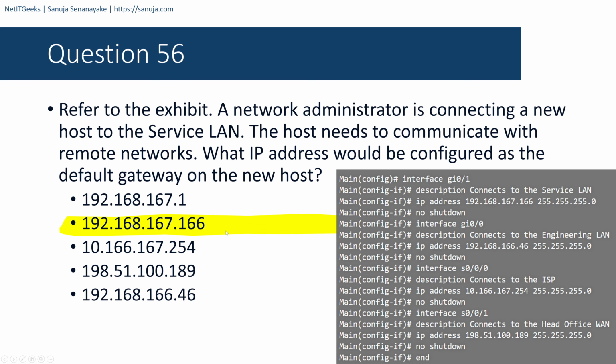And again, unless you are given a Packet Tracer file where you can test and check these connections, you would not know that these are correct unless this description is correct. So you assume these descriptions are correct. Service LAN is associated with this, engineer LAN is associated with this, connection to ISP is associated with this, head office WAN is associated with this. As a result, I know that service LAN has to be this one, and that's why I answer 192.168.167.166, because that's all the information I have, unless there's a Packet Tracer file or something where I can check this particular configuration. So that's the answer to this question.